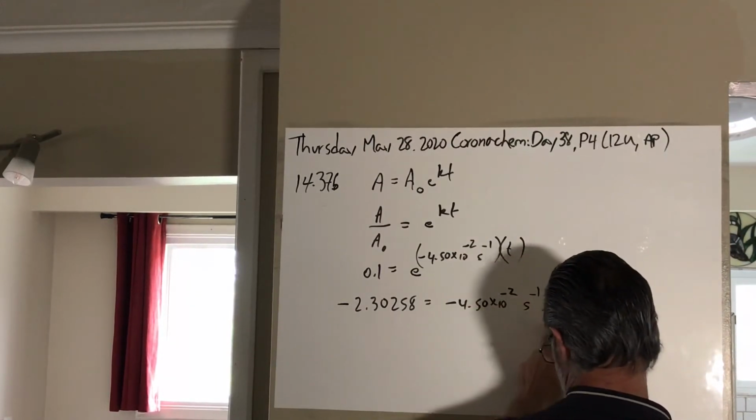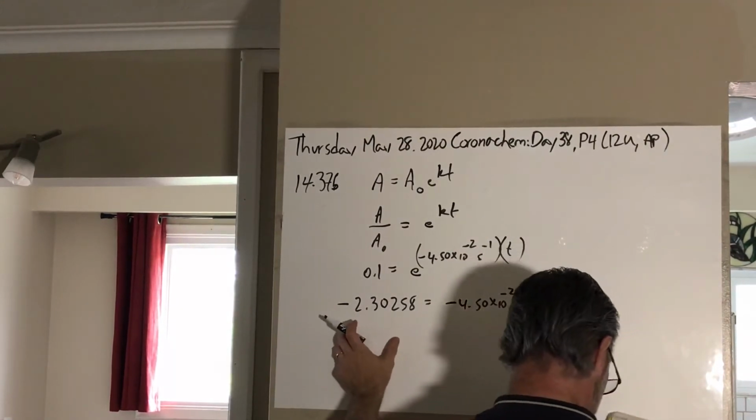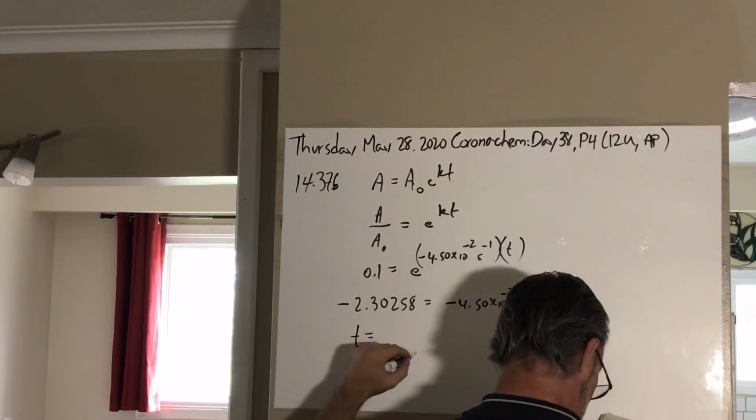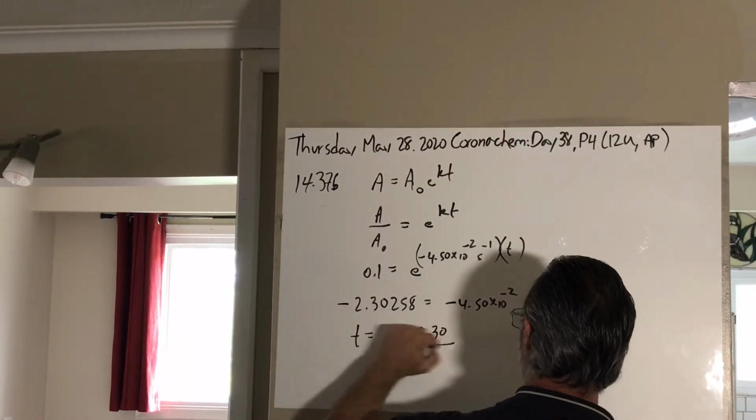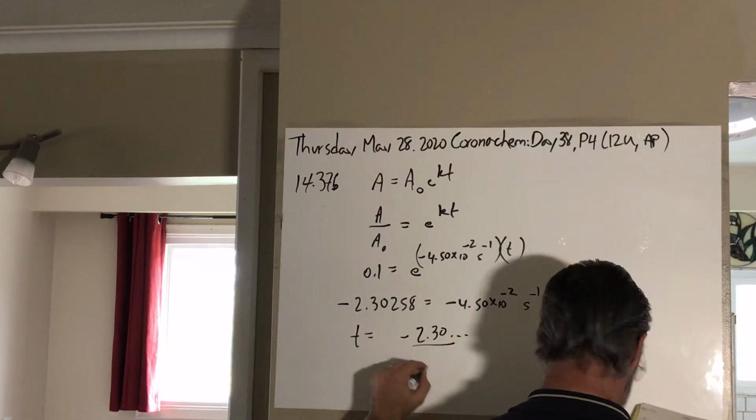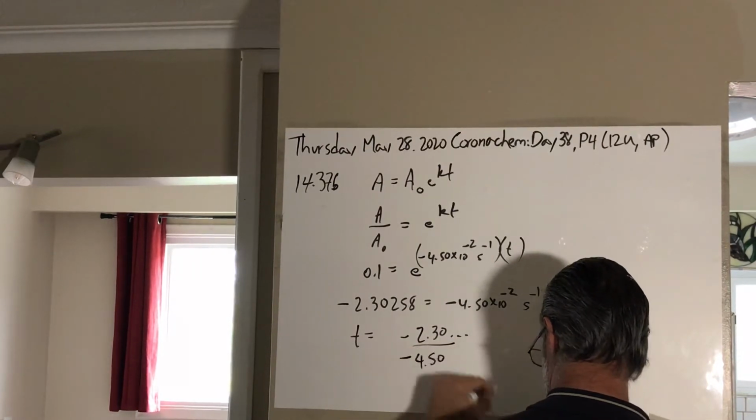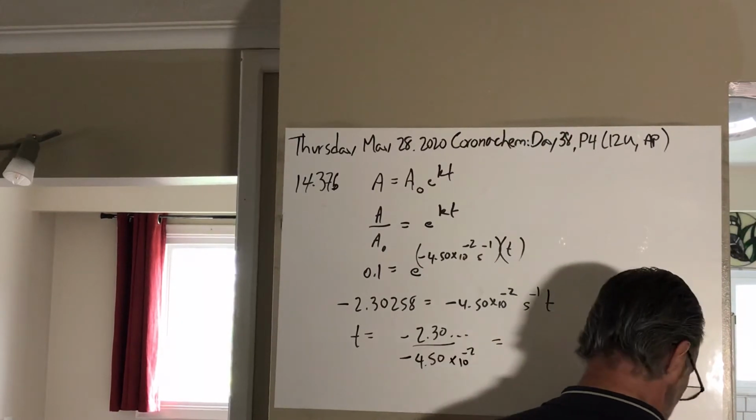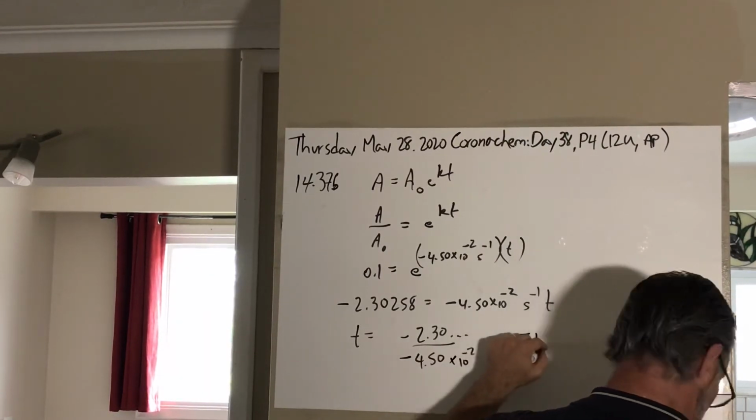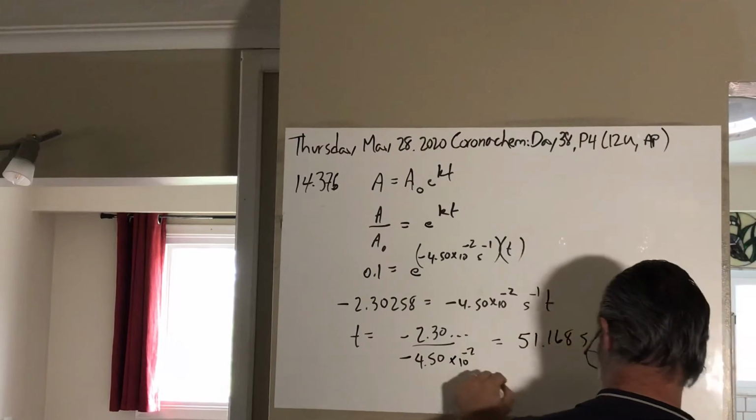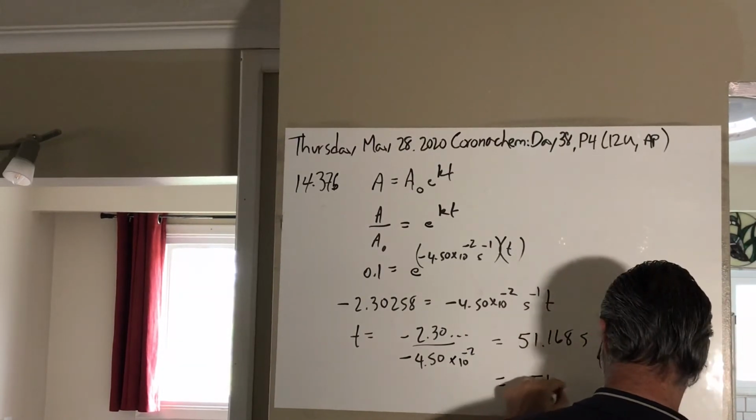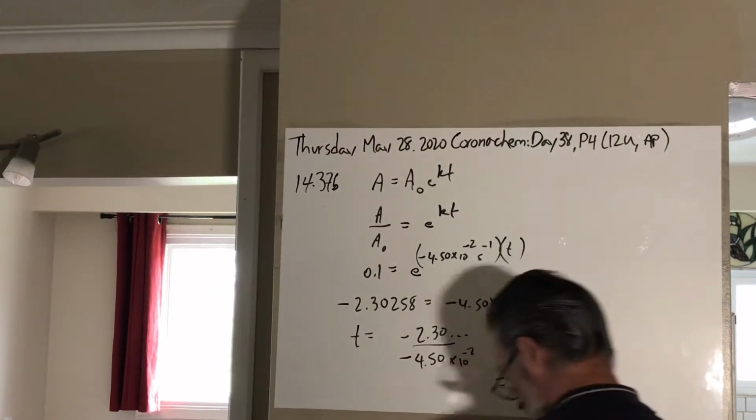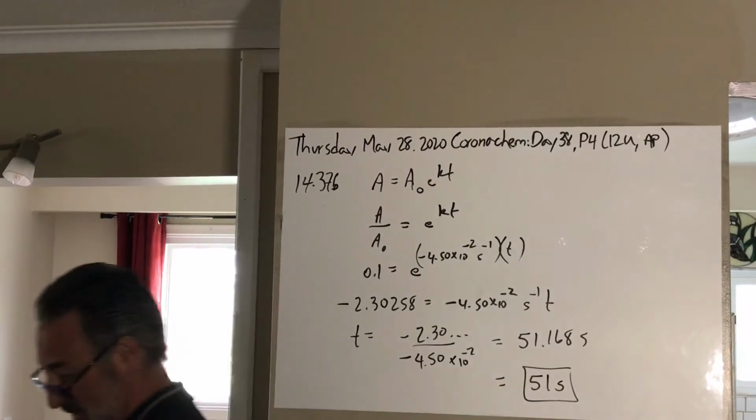So you're going to solve for t now by transposing that 4.5. So t equals negative 2.30 over negative 4.5 times 10 to the minus 2. I'm not going to write all the decimal places, you can do that yourselves when you do it in your calculator. What you get as the time interval is 51.168 seconds. You're only allowed to report 2 sig figs, so you're going to say 51 seconds till that 1/10 pressure is achieved.